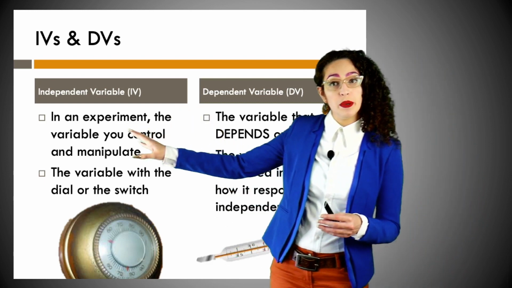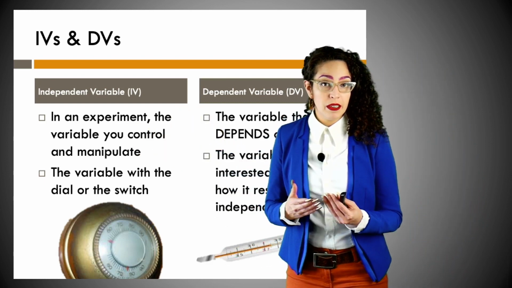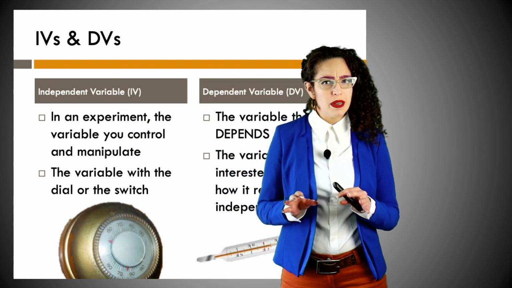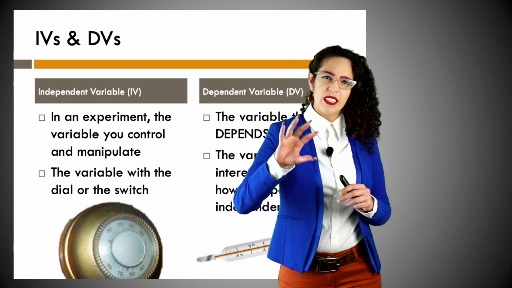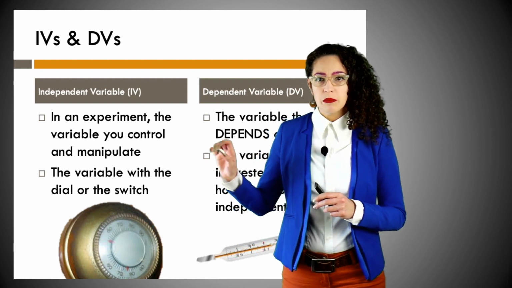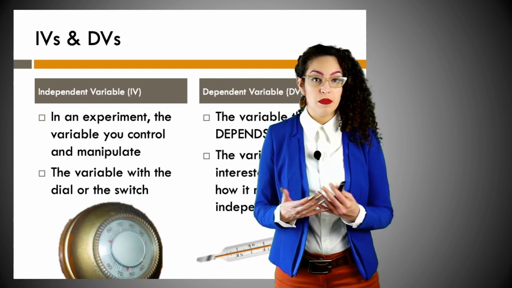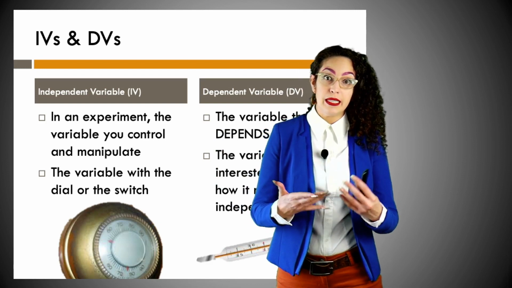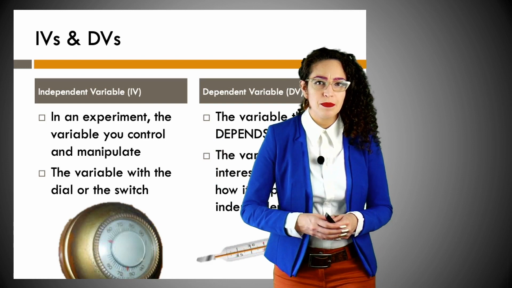Let's focus on the independent for right now. So the independent variable in an experiment is that variable that you as the researcher get to control and manipulate. So you can kind of think of it as the thing with the switch or the dial. So maybe you can turn up the Texas heat, you really can't, but you can put them out into the Texas heat, or you can have them stand directly in the sunlight or in the shade, things like that.